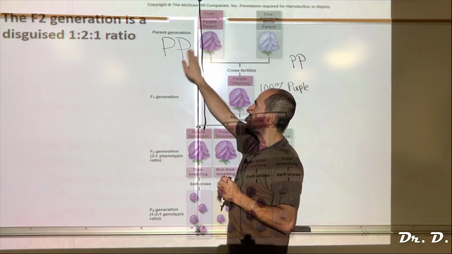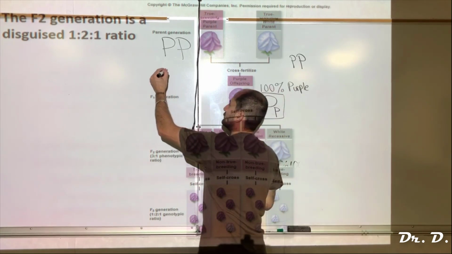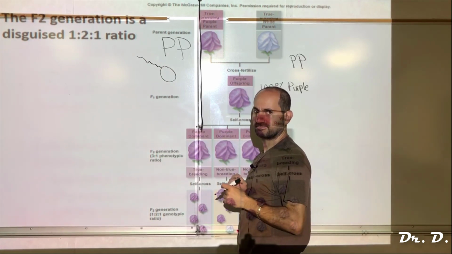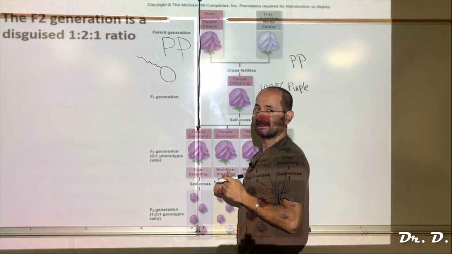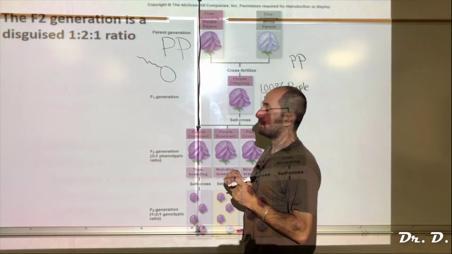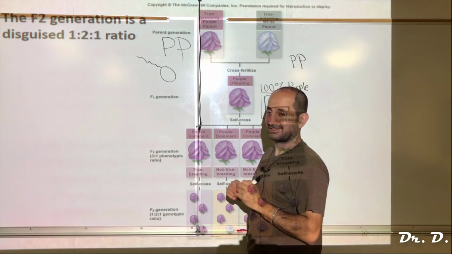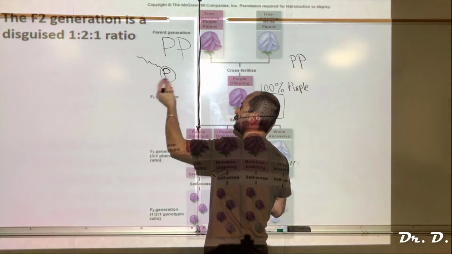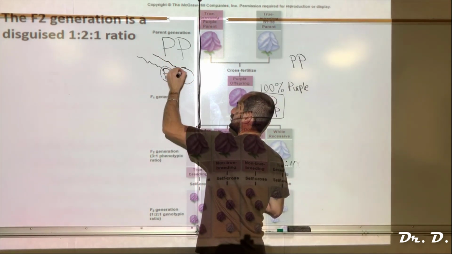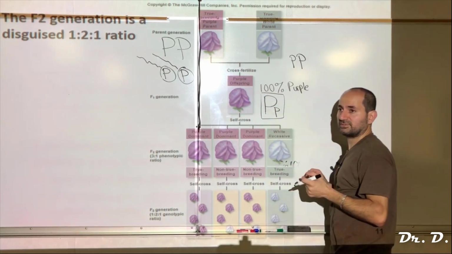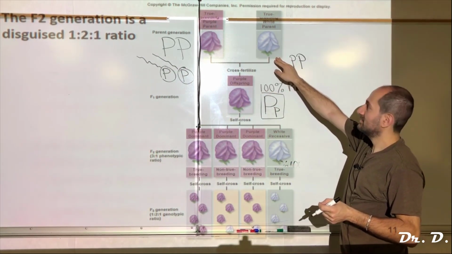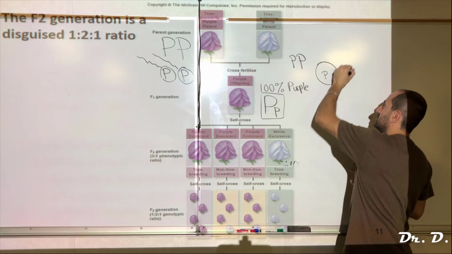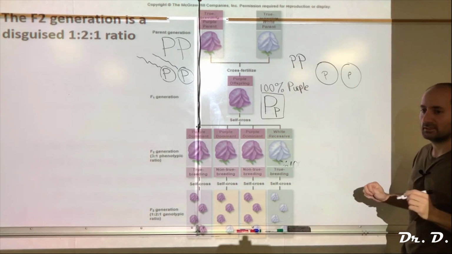So when this creature makes sperm, do both of these big P's get packaged into that sperm? No, because sperm are haploid, right? So can a sperm have two big P's in it? No, sperm can only have one of the big P's, one or the other. So can you have a sperm with anything other than a big P in it from this parent? No. The sperm always say big P. What about this parent? Can you have eggs from this parent with 2 P's? No, it's either little p or little p. Did you see that?